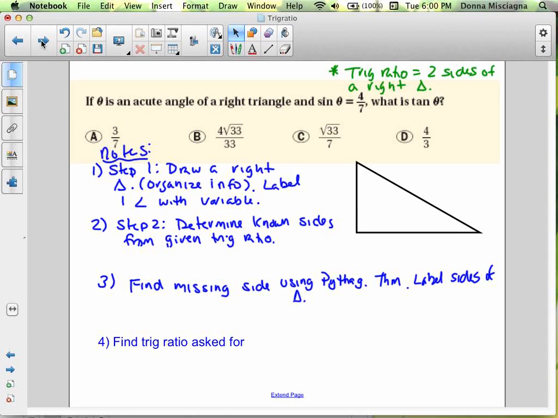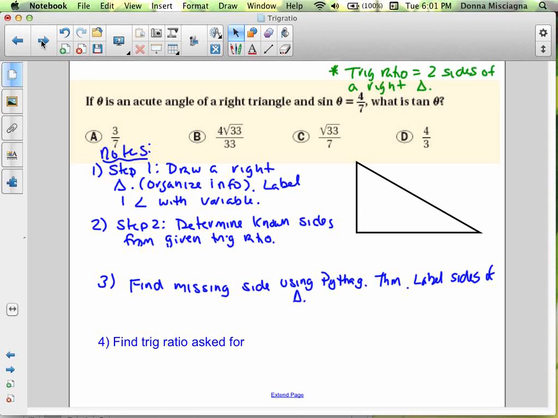All right, so if theta is an acute angle of a right triangle, and sine theta equals 4/7, what is tan theta? Now, this is in your notes, and I've written all the steps here. This is a homework problem, so you will want to write the steps. I don't have the book in front of me, because I gave my last one away. So I may have the steps written in the notes, but I'm not 100% sure. If I don't have the steps written in the notes, then you'll want to write them in your notes.